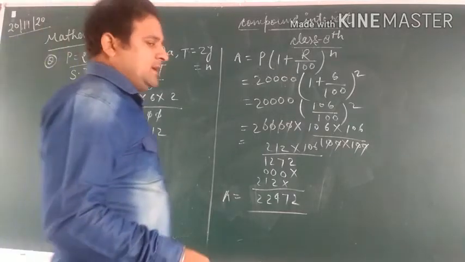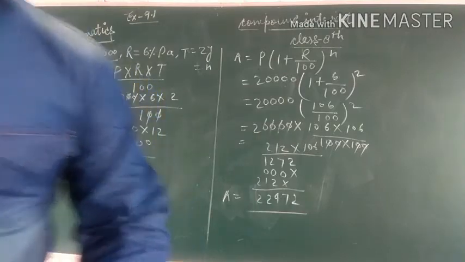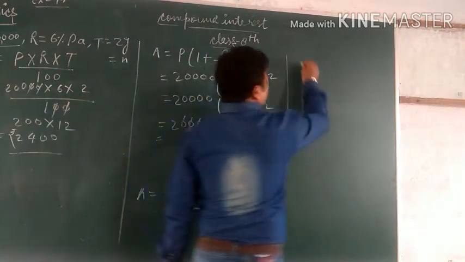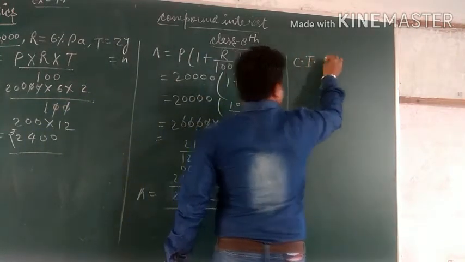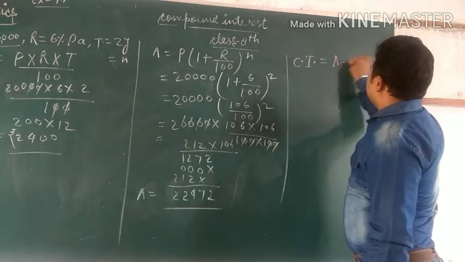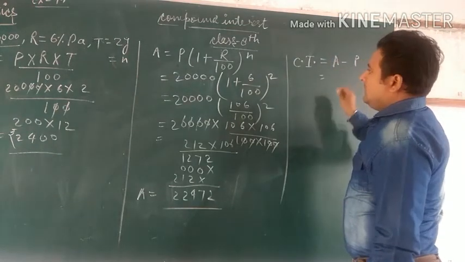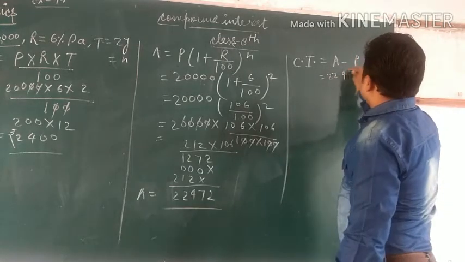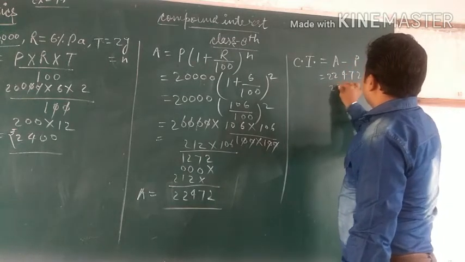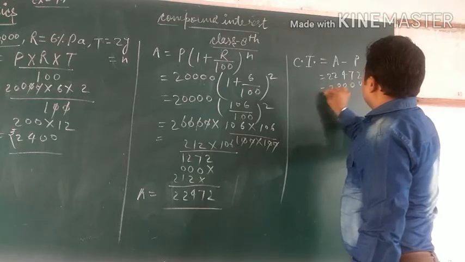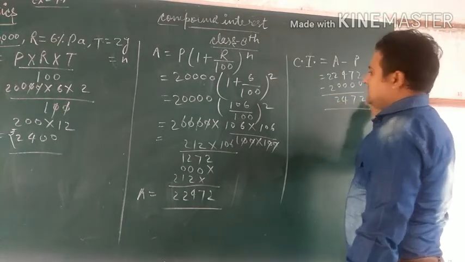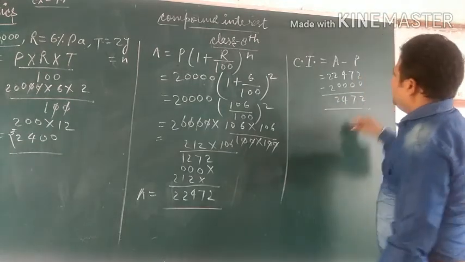Not simple interest. We shall find out the compound interest. Compound interest is A minus P. A is 22,472 minus 20,000. 2472. This is your compound interest.